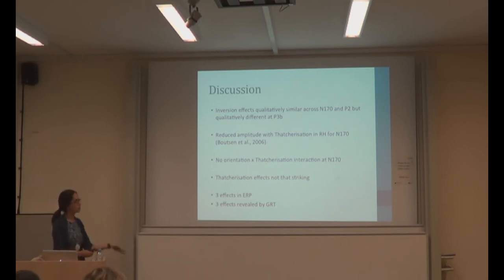I haven't really looked into this too much, but I do wonder whether the low-level visual controls are important not just for P1, and maybe it has carried over into these other components as well. But it's meant that we're not finding much of an effect of factorization. So we found these three key findings in the ERP: two types of inversion effects and one of level of factorization. And now thinking back to the three effects we found in our GRT study.